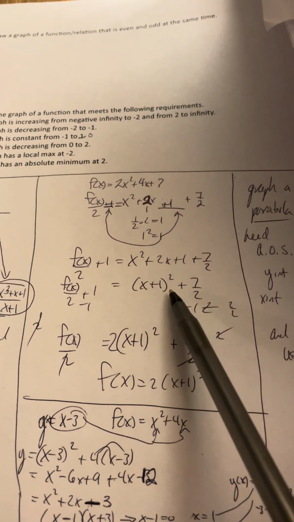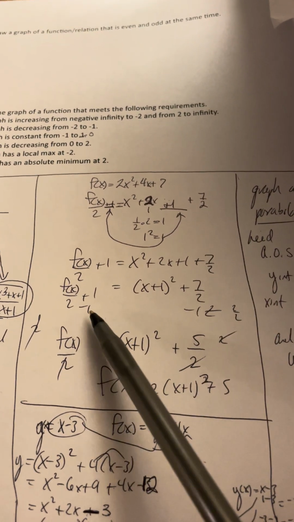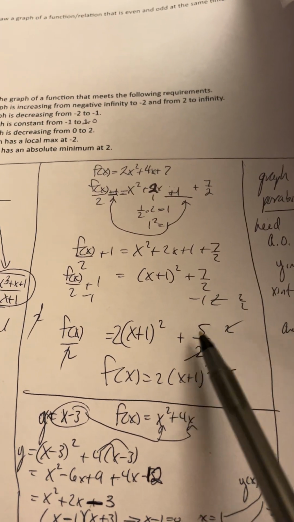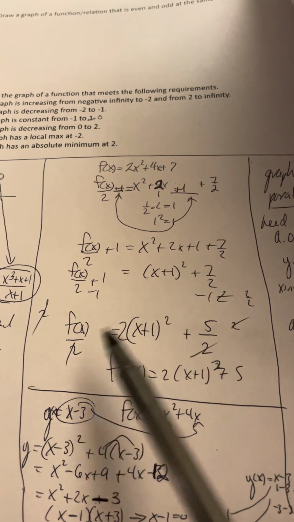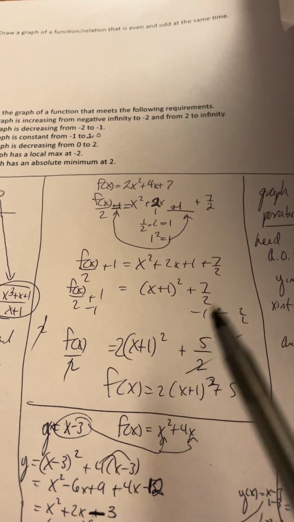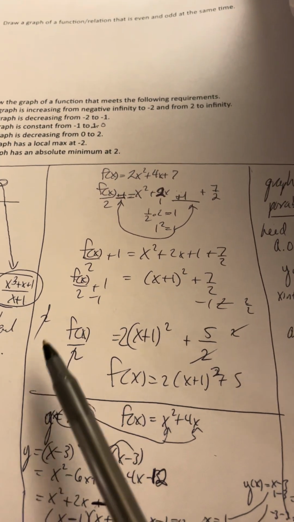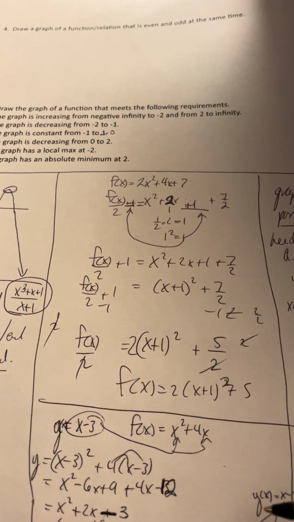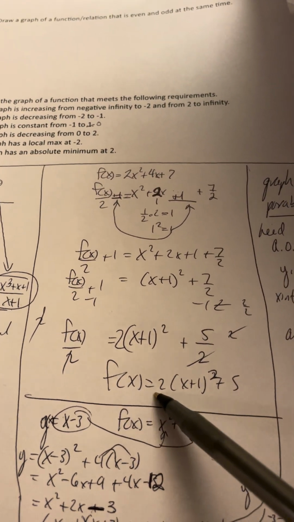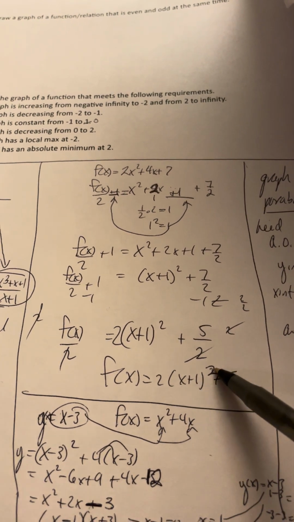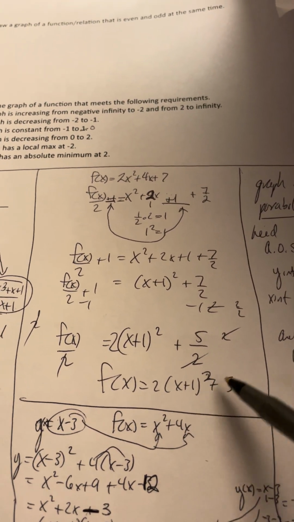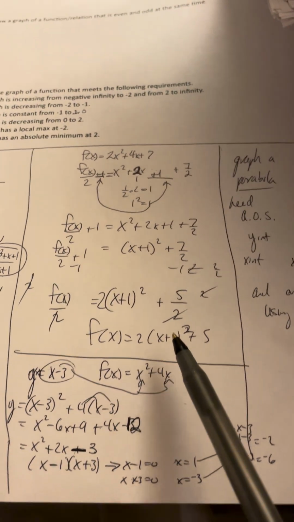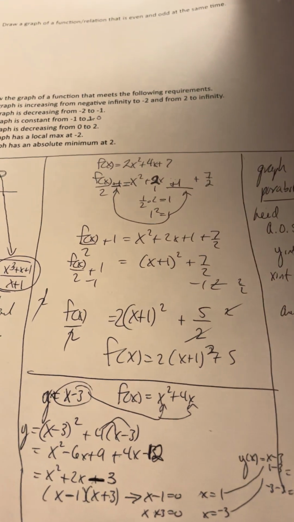Now, I'm going to undo my work. So I'm going to subtract 1, and I'm going to subtract 1. But that's really 2 over 2. So that's how I end up with 5 over 2. Then I'm going to multiply everything by 2. Each term gets a 2. So the 2's cancel here. The 2's cancel here. And I'm left with f of x is equal to 2 times the quantity x plus 1 squared plus 5. And so my vertex is at -1, 5.